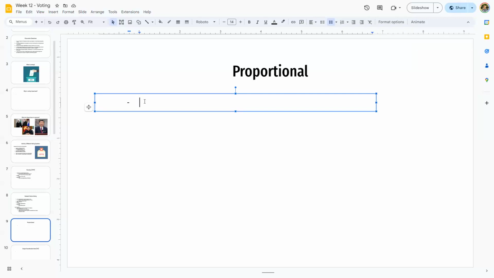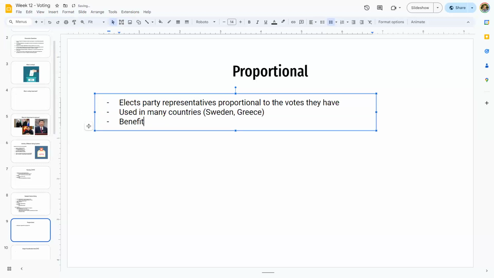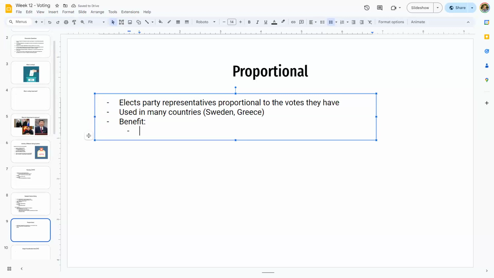I didn't get to do much research on it, but proportional representation gives candidates or parties representation on elective bodies in proportion to the votes they receive. It may also be used to mean fair representation by population, like applied to states or regions. Proportional representation has been used in many countries, for example Sweden and Greece. There are more than 7 countries that use this type of voting.